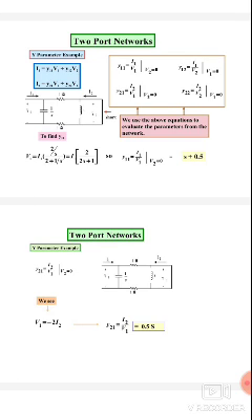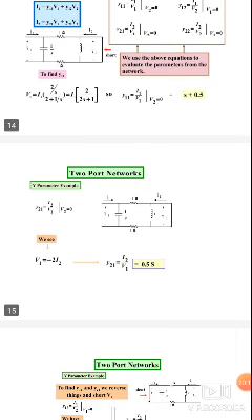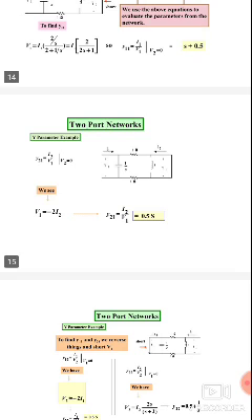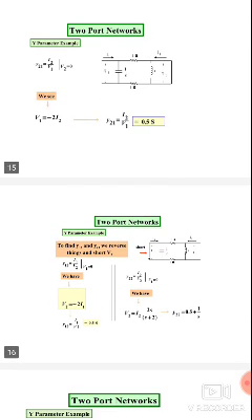Next Y parameter example: Y21 is equal to I2 by V1. We are applying V2 equals 0. V1 is equal to minus 2 I2. Minus 2 I2 is nothing but Y21 is equal to I2 by V1. Here I1 by V1 when V2 is equal to 0. Here Y21 is equal to I2 by V1. Same by short circuiting the input port.